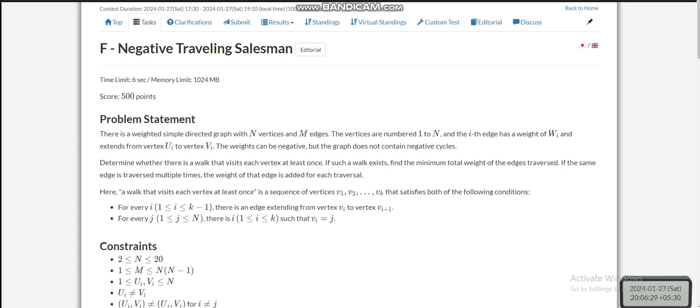Hello everyone. Today we are going to solve the sixth problem of AtCoder Beginner Contest 338, which is Negative Traveling Salesman. For solving this problem, two similar or well-known problems will be required, so I suggest you look at those two algorithms. One is certainly the traveling salesman problem, and the second one is the Floyd-Warshall algorithm. Let me give you some overview of what they are.